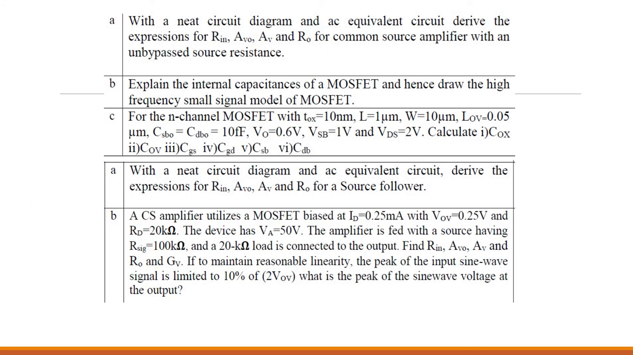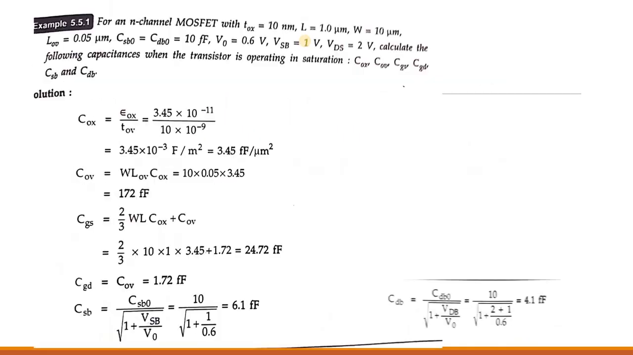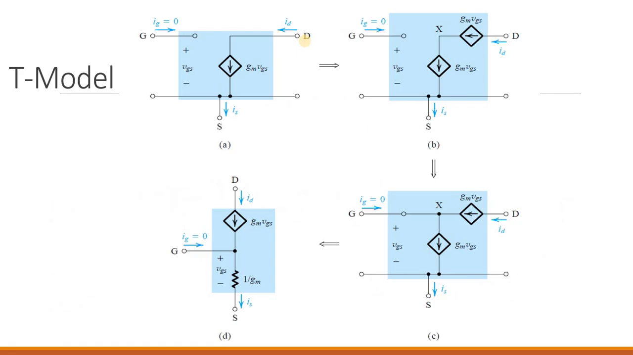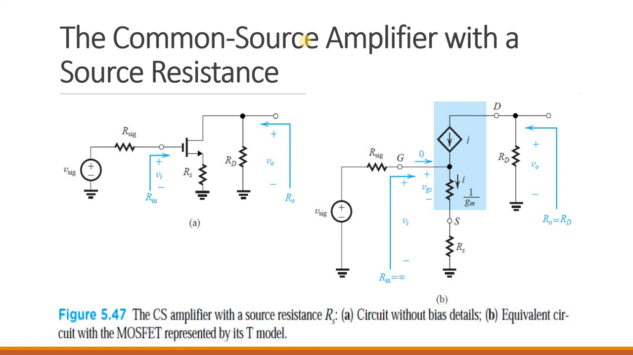So the very first question is related to the common source amplifier with source resistance. What they are asking is, with a neat diagram and an AC equivalent circuit, derive the expression for input resistance, open circuit voltage gain, and the voltage gain of the entire circuit, the overall voltage gain, and then the output resistance for the common source amplifier. So what you need to explain is with source resistance. Yes. So this is the particular diagram you need to draw, that is the equivalent circuit model.